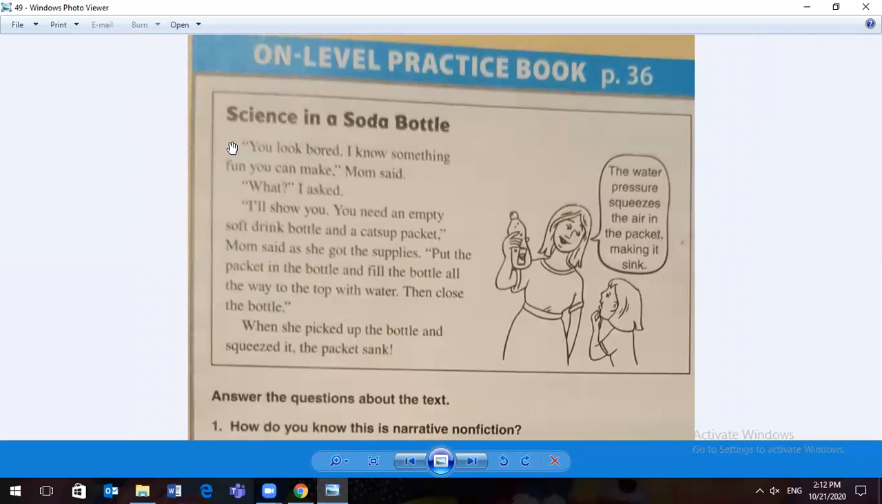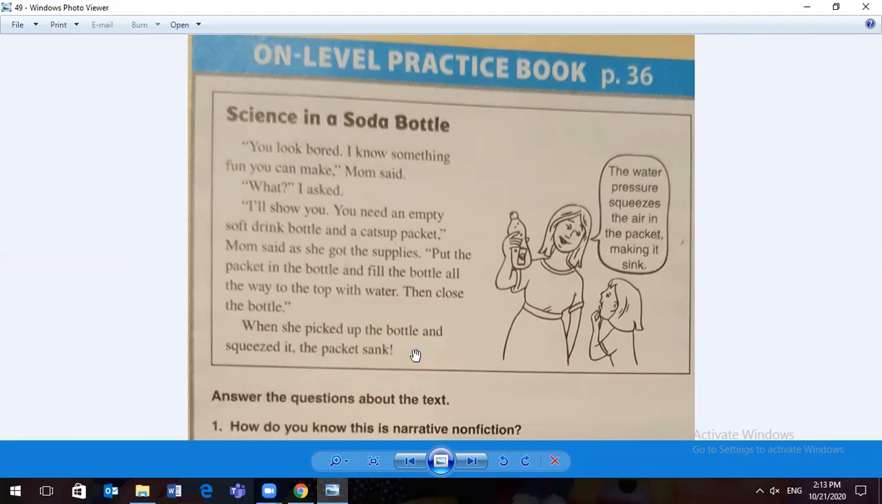All right, let's discuss and read about science in a soda bottle. You look bored. I know something fun you can make, Mom said. What? I asked. I'll show you. You need an empty soft drink bottle and a ketchup packet. Mom said as she got the supplies. Put the packet in the bottle and fill the bottle all the way to the top with water. Then close the bottle. When she picked up the bottle and squeezed it, the packet sank. The water pressure squeezes the air in the packet, making it sink.